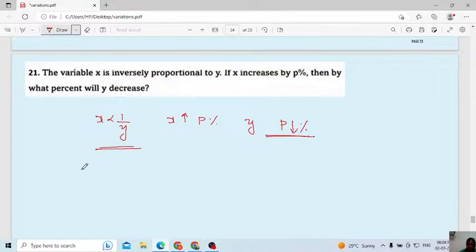Don't consider the reciprocal here. Here x is inversely proportional to y. If the value of x increases by 10%, then the value of y will decrease by 10%. That is the meaning. Here they are given in terms of p, but it decreases by 10%, not 1 by 10%. Don't consider this one. If this value is increased by 10%, it means the y value will decrease by 10%, not 1 by 10. This is wrong.